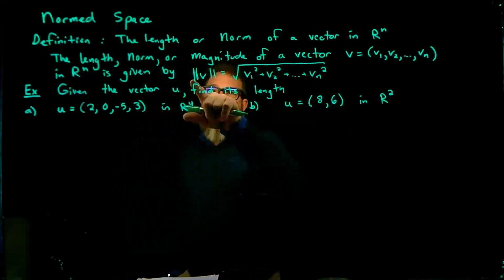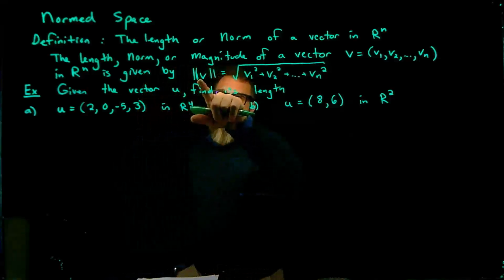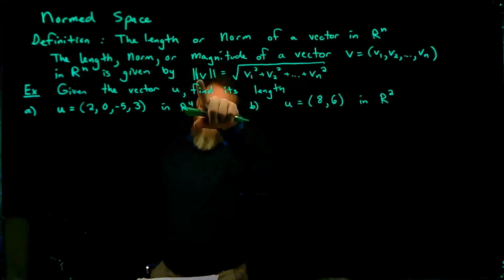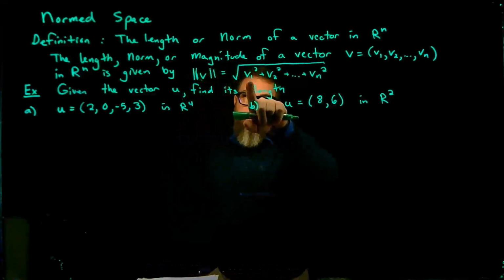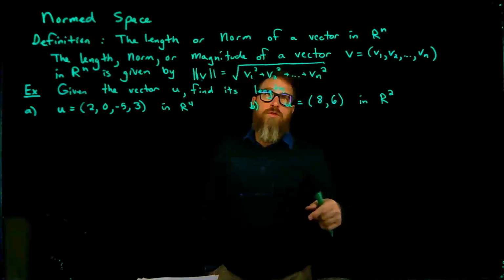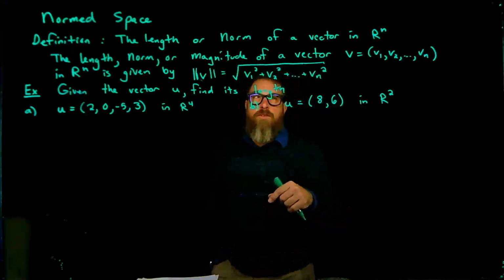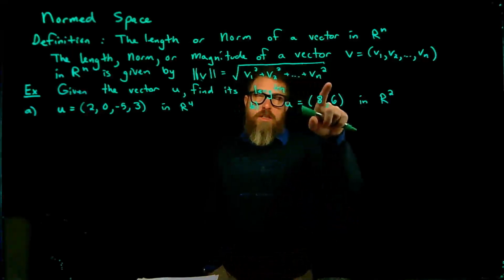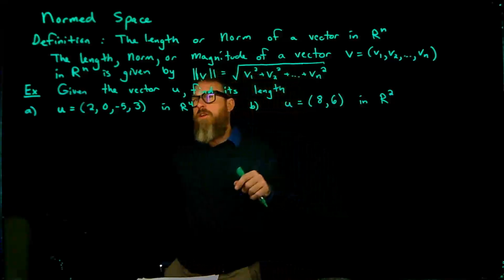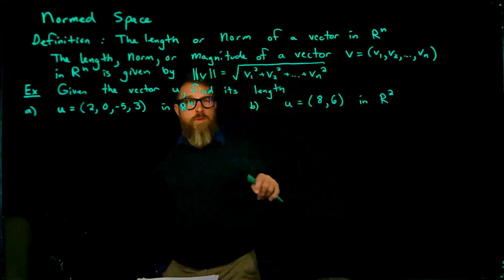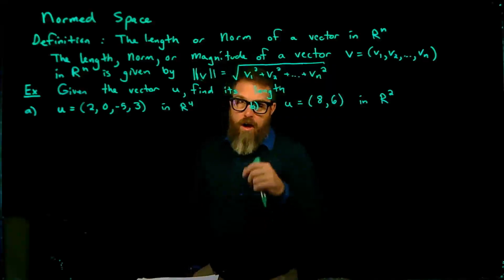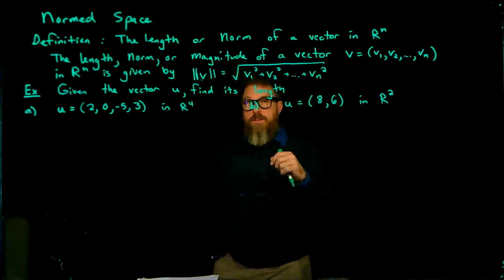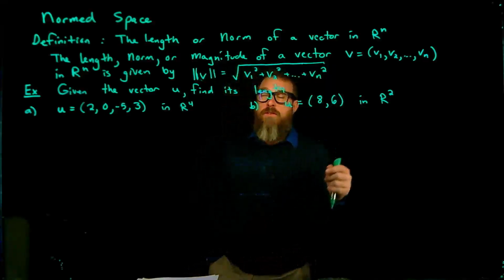So this is the magnitude of v, or the norm of v, or the length of v, is going to be the square root of v1 squared plus v2 squared all the way up to the addition of vn squared. So it's the sum of the components squared all underneath the radical, which really is just an expansion of our distance formula into Rn that was given in a previous video.